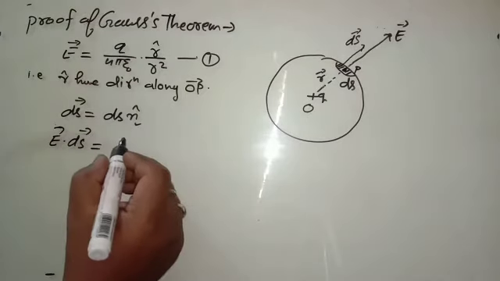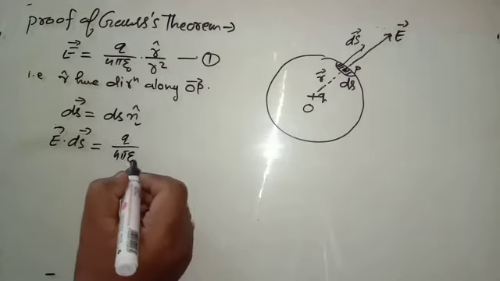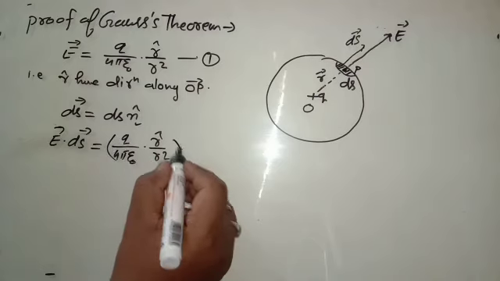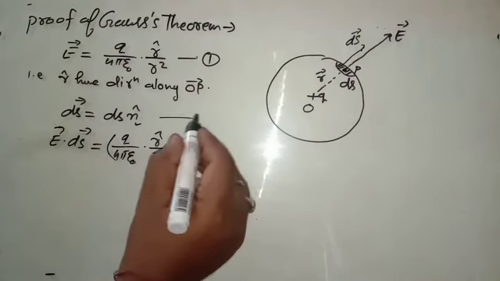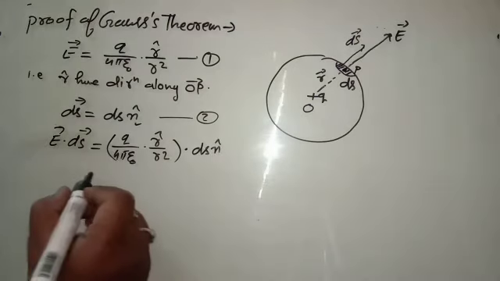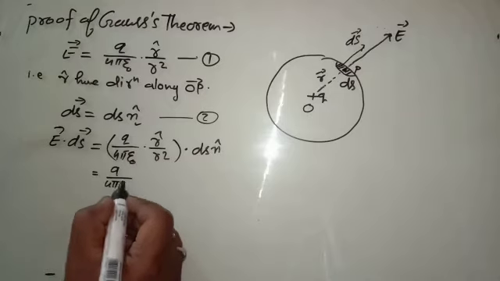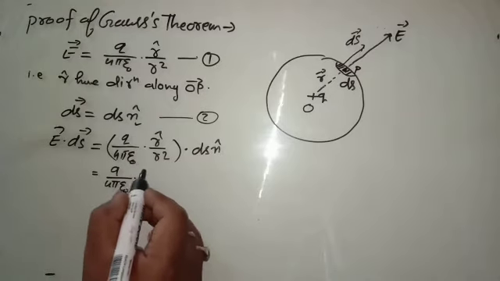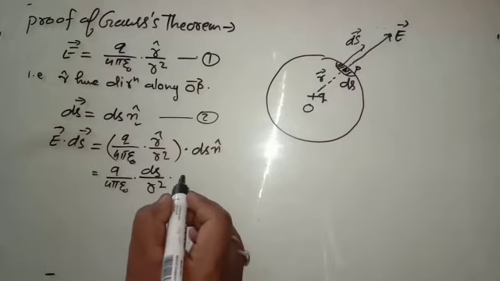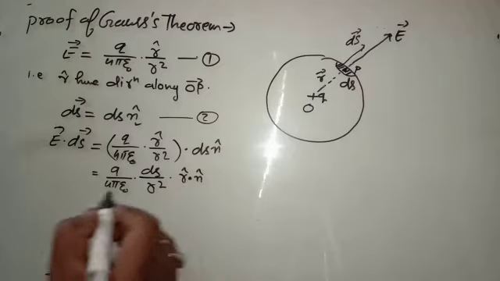Then we can write vector E dot vector ds. From this equation, we can write q upon 4 pi epsilon naught into r cap upon r square, with the equation second, dot ds n cap, and after this we can write q upon 4 pi epsilon naught into ds upon r square into unit vector r dot n cap.